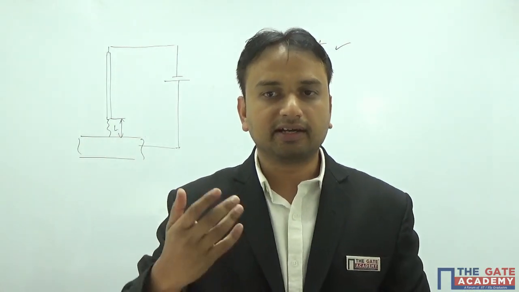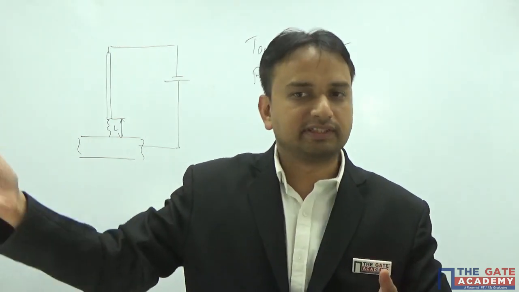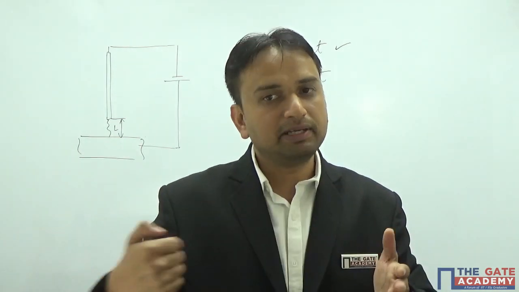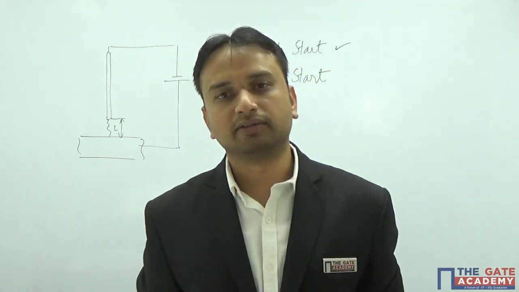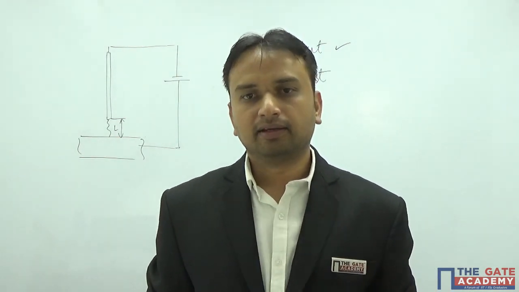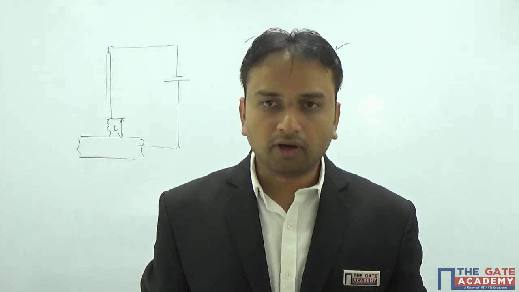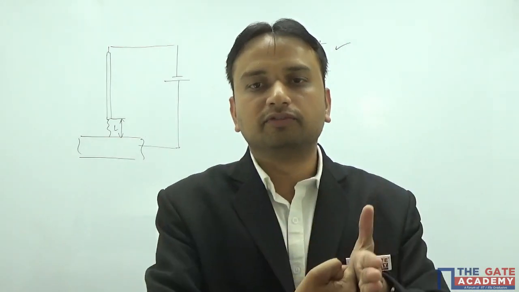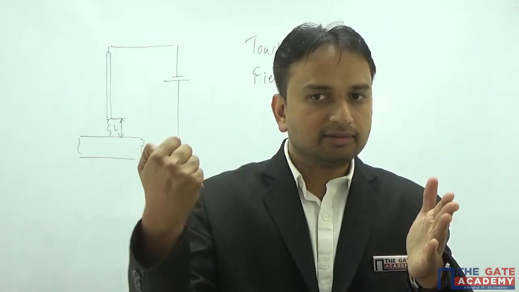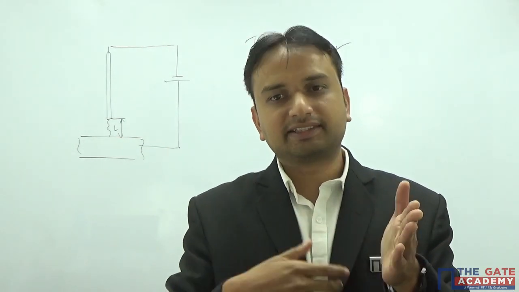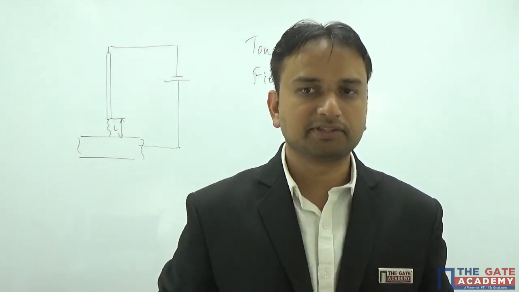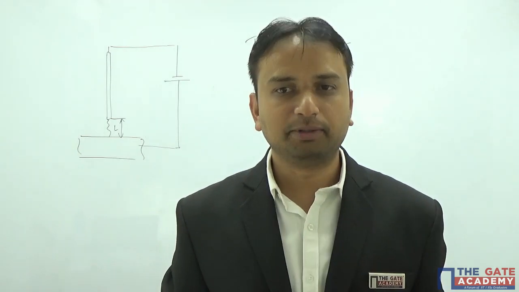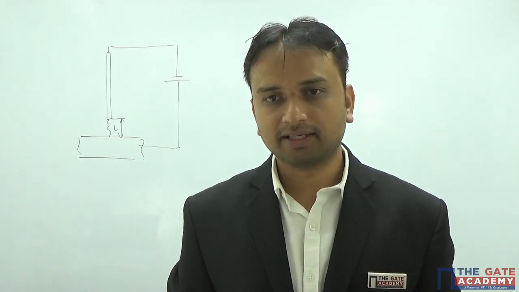When the current is high, the number of electrons increases. And when the potential difference increases, the speed of the electrons impinging on the workpiece increases. Now what happens? When the electrons are constantly colliding onto the workpiece, the kinetic energy of the electrons gets converted into heat energy because they are impinging. And so ultimately the workpiece melts, right?